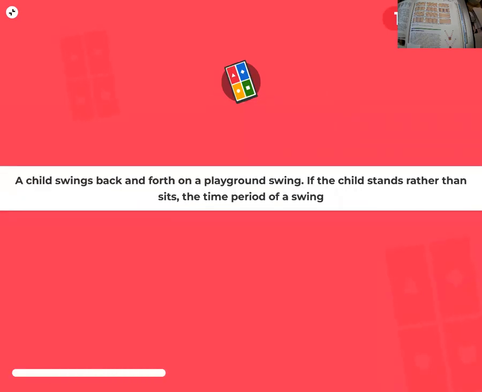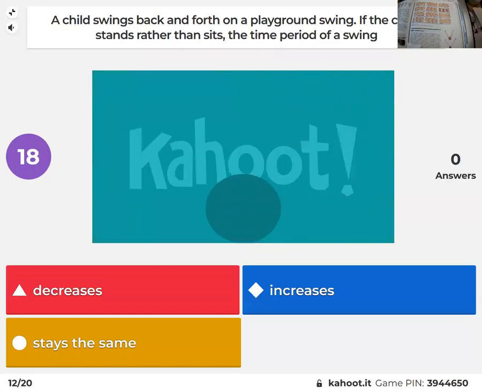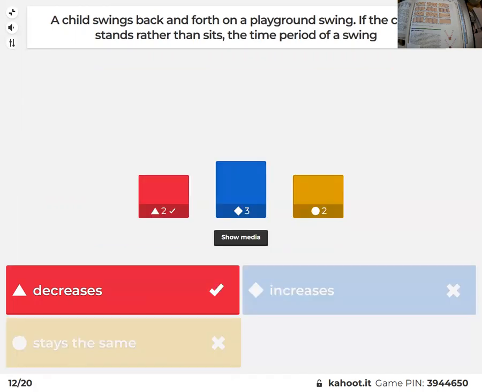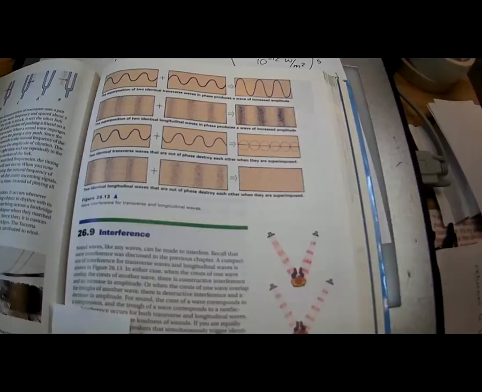A child swings back and forth on a playground swing. What if the child stands rather than sits? What happens to the time period? It would decrease. Ooh, got a couple of winners there. Let me switch my screen over and I'll show you guys why.